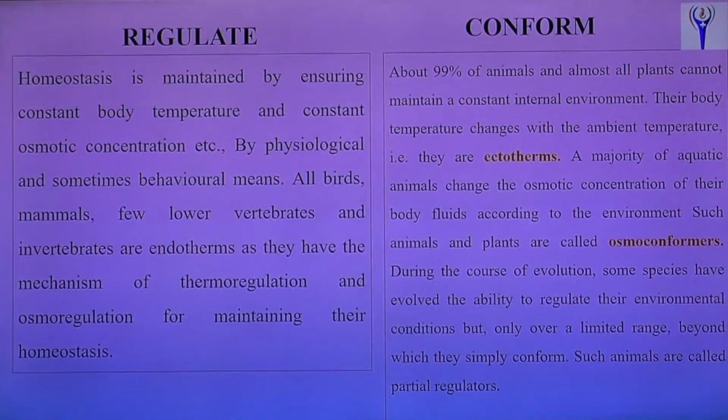That is ectotherms. A majority of aquatic animals change the osmotic concentration of the body fluids according to the environment. Such animals and plants are called osmoconformers. Okay, conformer means ectotherms. They don't maintain their body temperature. But what is homeostasis? It is maintaining the body temperature as well as the osmotic concentration. In some cases, some animals maintain only osmotic concentration, so they are known as osmoconformers. And during the course of evolution, some species have evolved the ability to regulate their environmental condition, but over a limited range beyond which they simply conform. Such animals are called partial regulators.